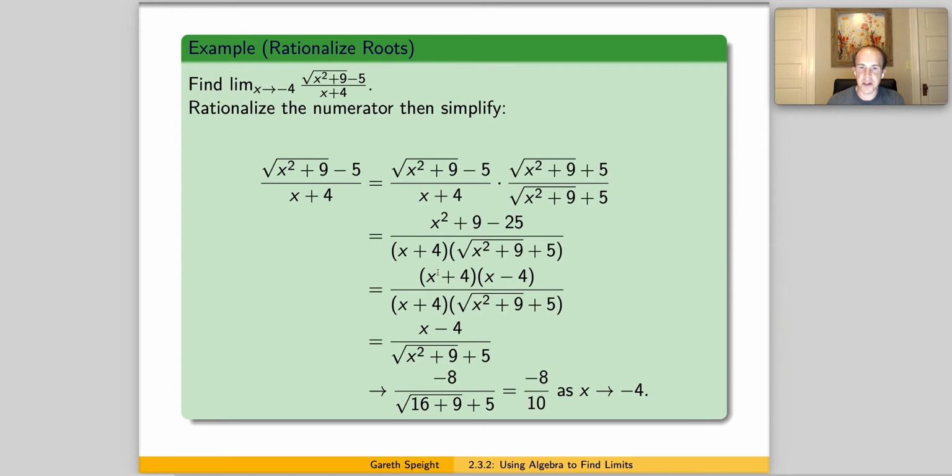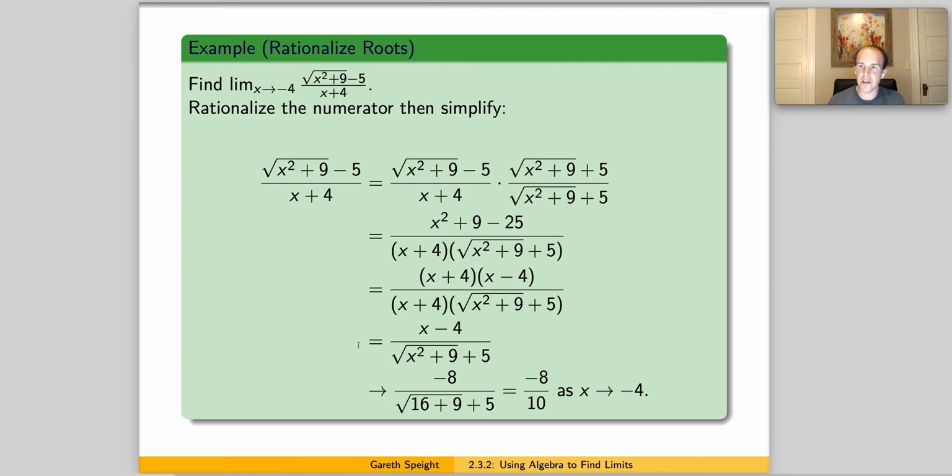Now we're in a good position because we see on the top an x plus 4 and on the bottom an x plus 4. We can cancel those, and that agrees with whatever we started with, as long as x is not equal to minus 4. We're trying to find the limit as x tends to minus 4, so we don't care what happens when x equals minus 4. So we're all good. We're left with x minus 4 divided by the square root of x squared plus 9 plus 5. And now we are more fortunate because if we try to substitute x equals minus 4, now the bottom is non-zero.